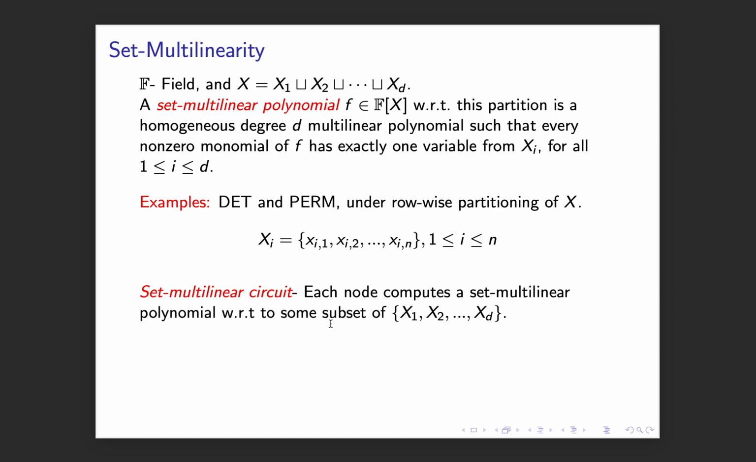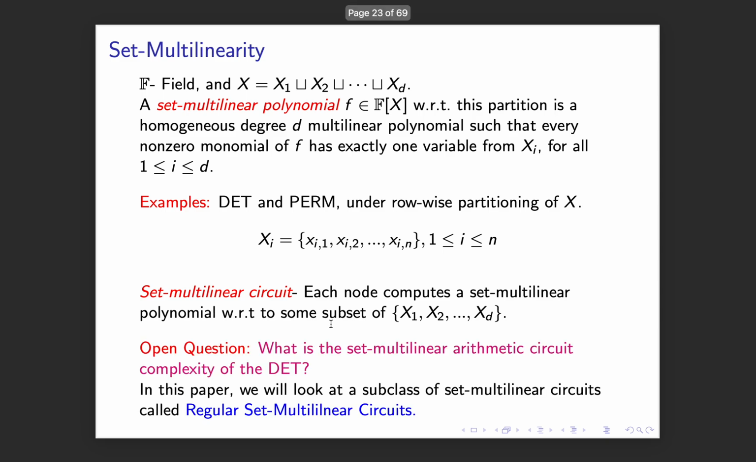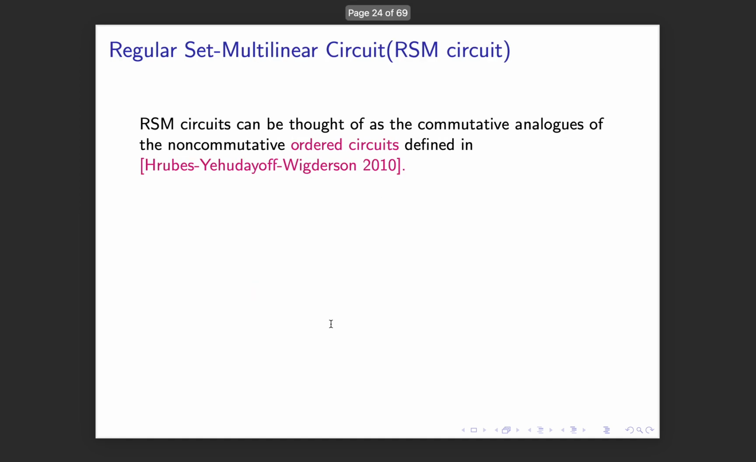A set multilinear circuit is one in which each node computes a set multilinear polynomial with respect to some subset of X_1, X_2, so on up to X_t. It's an open question to find the set-multilinear arithmetic circuit complexity of the determinant. So in this paper, we look at a subclass of set-multilinear circuits called the regular set-multilinear circuits.